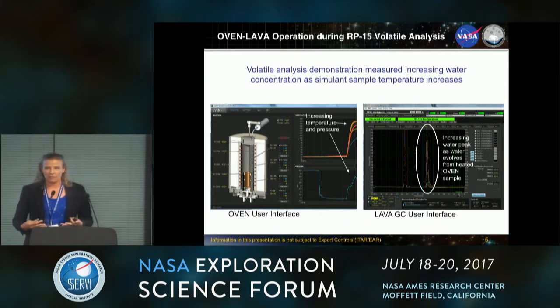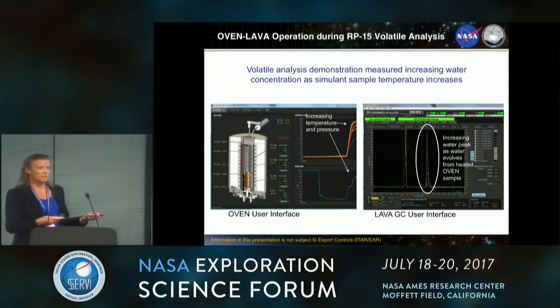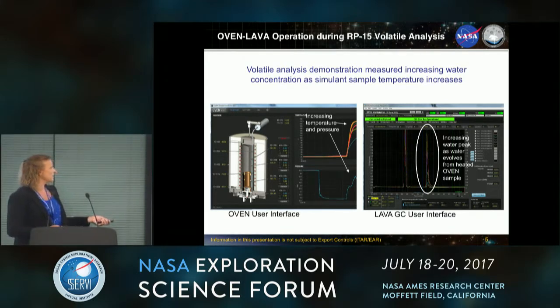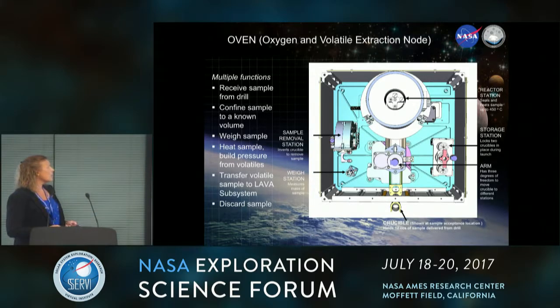However, we're also going to have a mass spectrometer. So unfortunately, we were operating in this ambient environment, and we have this air around, so we can't operate the mass spectrometer very easily. So the oven is the oxygen volatile extraction node.